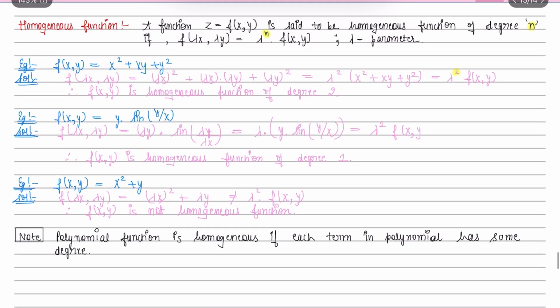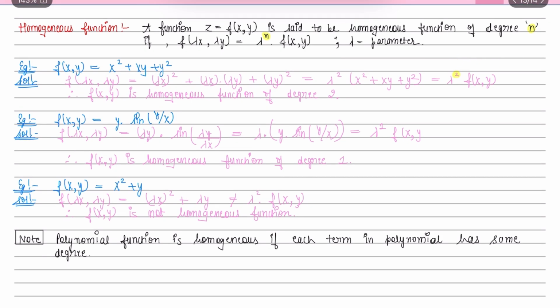As we can see in example number 1, it is a polynomial where each term of the polynomial has the same degree. So this becomes a homogeneous function directly. But in the third question, we have the polynomial x square plus y, and the degree of each term is not the same because the degree of x is 2 and the degree of y is 1, and they both are not equal. So directly we can say that this function is not a homogeneous function.